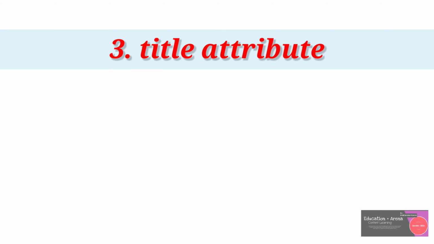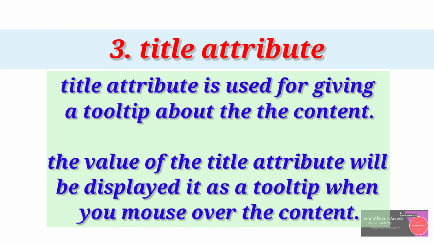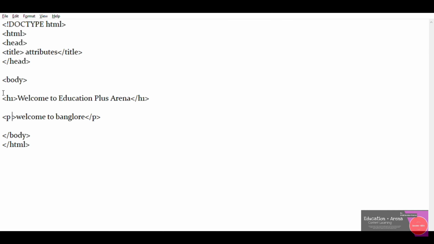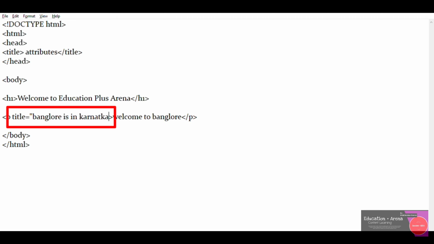So the next attribute is the title attribute. The title attribute is used for giving a tooltip about the content. This tooltip will give additional information about the content. This tooltip will appear when you mouse over the content. For example, here I have written one heading and one paragraph. Inside the opening tag of the paragraph, I am writing an attribute, that is the title attribute. Whatever value of the title attribute I write, that only will appear as a tooltip.